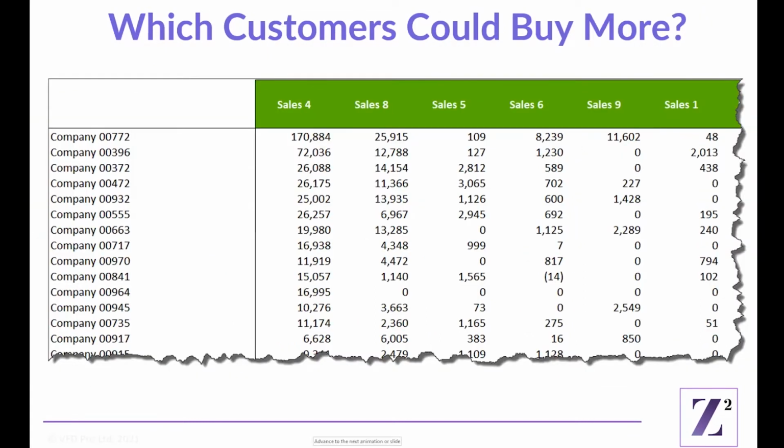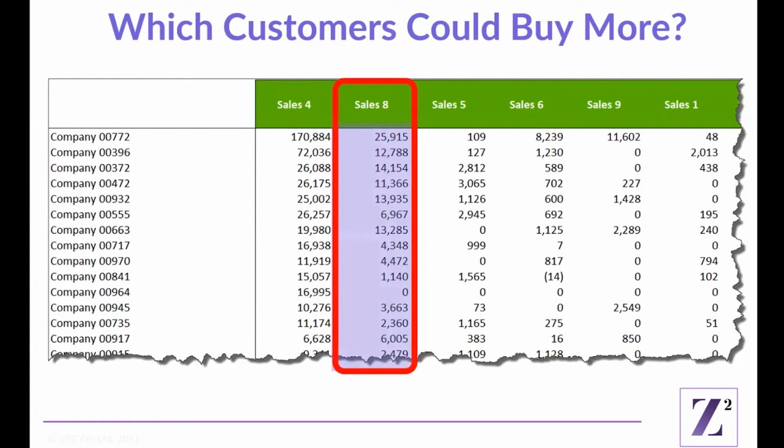We can see the top customers ranked by total sales volume, and for each we can see exactly how much of each product or service they've purchased in the last 12 months. Let's say that sales 4 might be software development, sales 8 might be maintenance contracts, sales 5 could be hosting services, etc. It will be different for every business, but you get the picture. The key question, therefore, is, are there any obvious opportunities to sell more to existing customers?